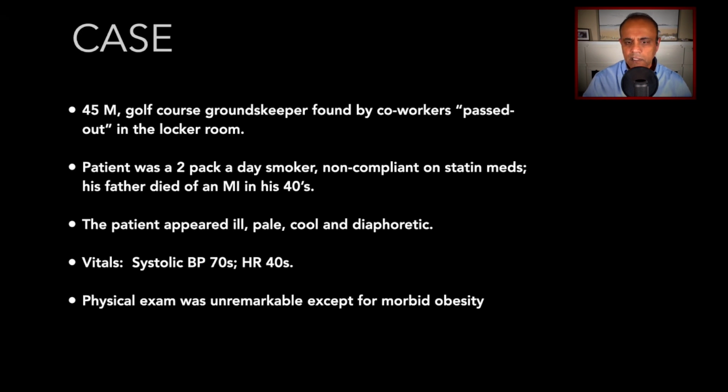Now, the patient appeared ill. He was pale, cool, and diaphoretic, and on examination, his vital signs were abnormal with a systolic blood pressure in the 70s and quite bradycardic in the 40s. And the rest of the examination was fairly unremarkable except for morbid obesity.